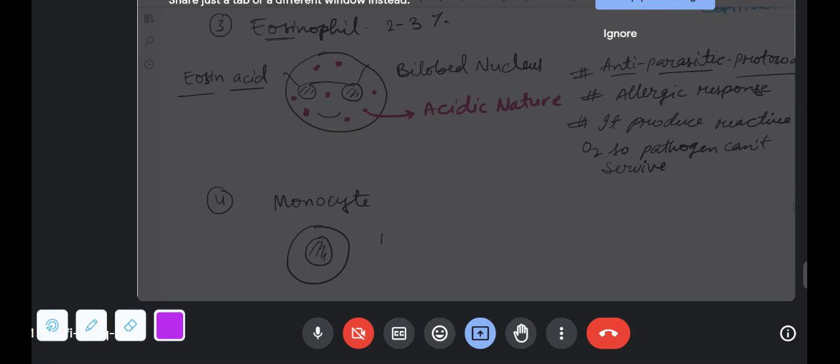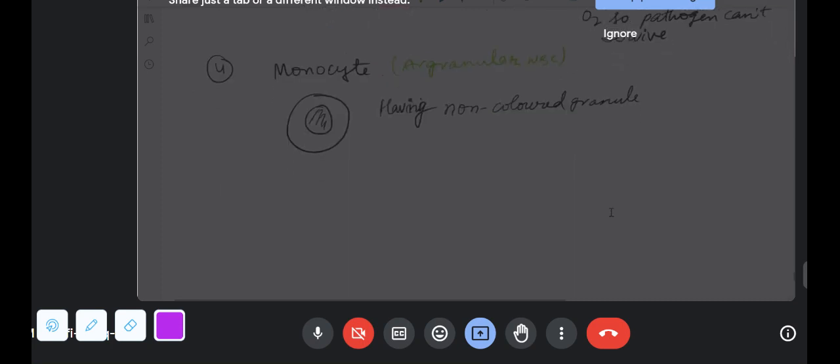And this monocyte has granules, but no colored granules. So this is called a granular WBC because the granules are there, but they are not colored. Its function is that it will help in the forming of macrophages. So we will go directly to that point.